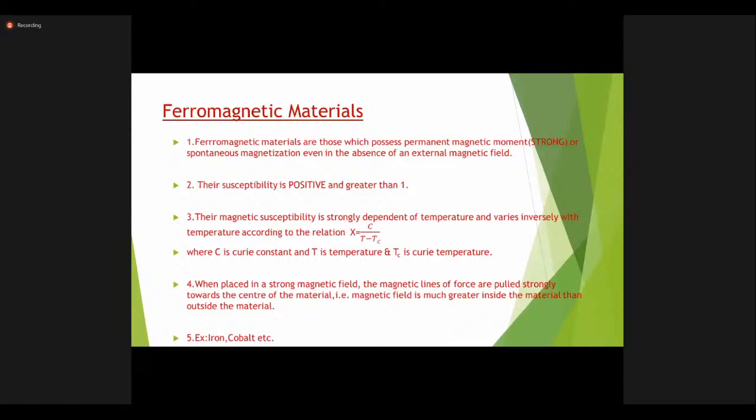And with respect to temperature, it varies according to the relation C by T minus Tc, where C is Curie constant, T is temperature, and Tc is Curie temperature. When placed in a strong magnetic field, the lines of force are pulled strongly towards the center of the material. So magnetic field is greater inside the material than outside the material. Examples, iron and cobalt.